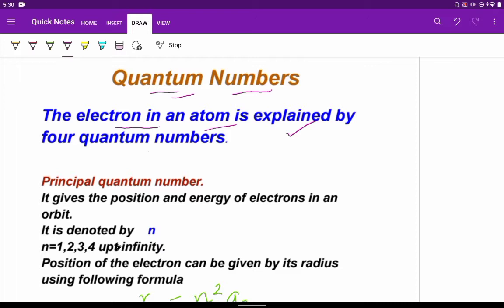The first one is the principal quantum number. It helps to explain the position and energy of the electrons in an orbit. It is denoted by n. The value of n can be anything from 1 to infinity: 1, 2, 3, 4 up to infinity.